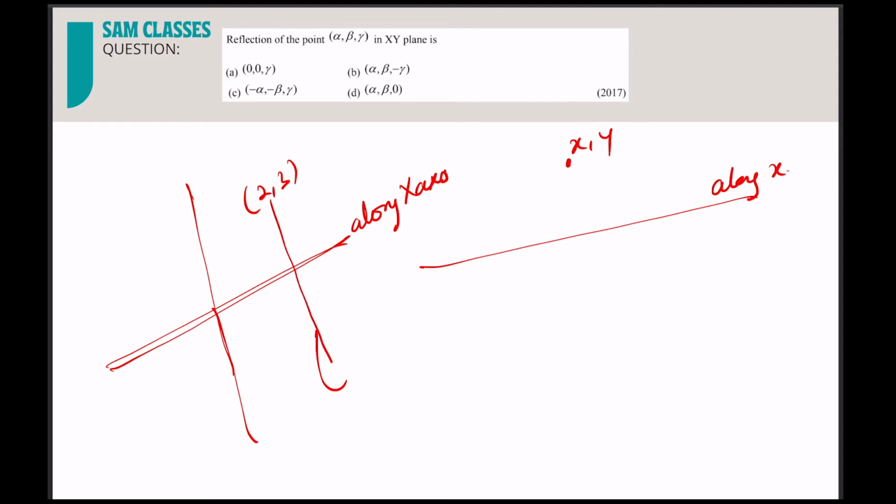See, this point x equal to 2 remains the same. This y changes to minus 3. Correct? So same thing here. This will be x and this will be minus y. We are taking it in the xy plane, so what should change? The z should change. So gamma will be changing to minus gamma. That's it. Clear?